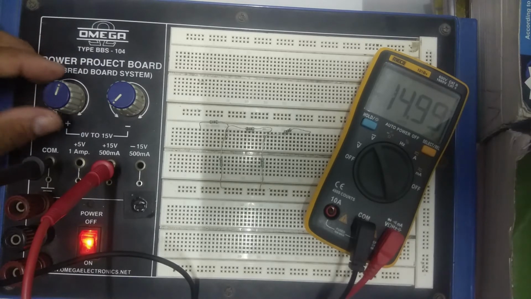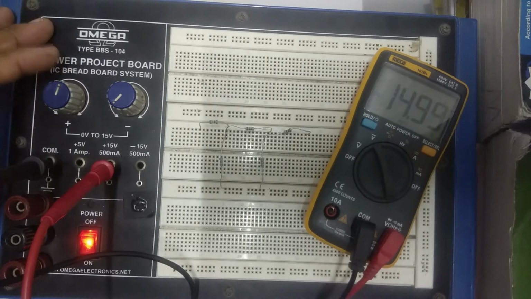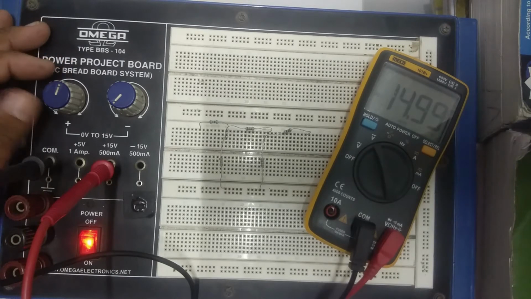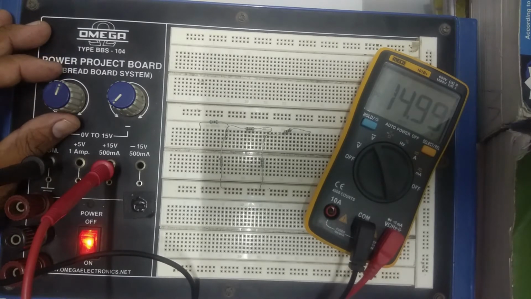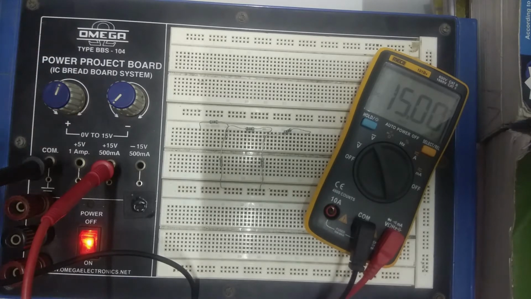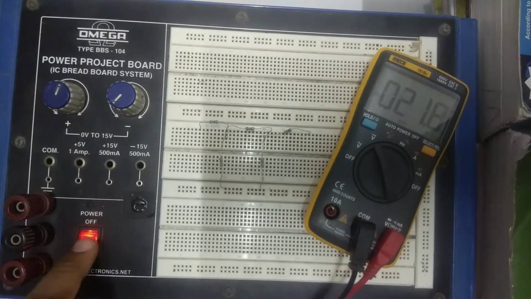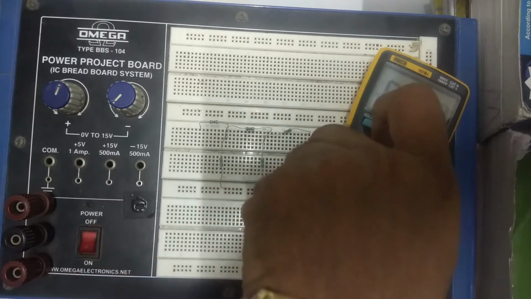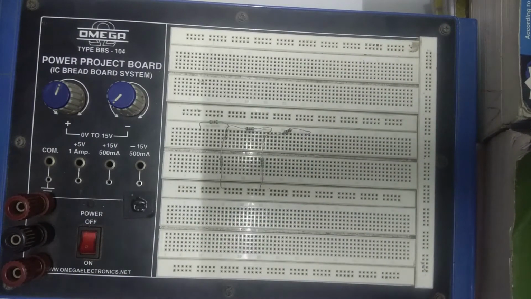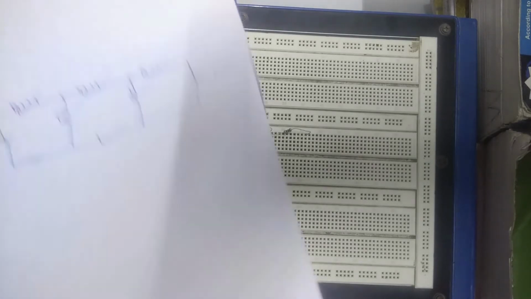Okay, so if it is set by 15 volt. Okay, right now it is 15 volt, so I have set it. Okay, I will use it another way. Now I have to connect this 5 volt over here.